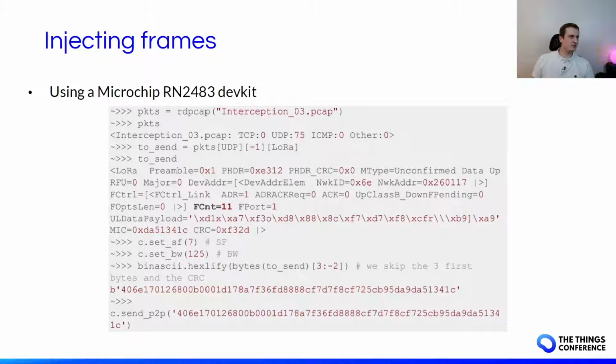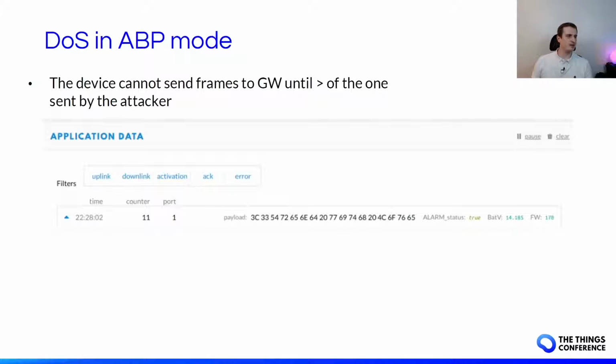We can also inject frames if we want, for example, using a specific dongle, and using that dongle, we can then reproduce a replay attack, for example, in ABP mode. If you capture a packet after the counter has been sent to the maximum after a certain time, you can reuse a packet and then try to DoS, for example, an end device. So actually, this is one of the vulnerabilities you can replay with the same scenario.